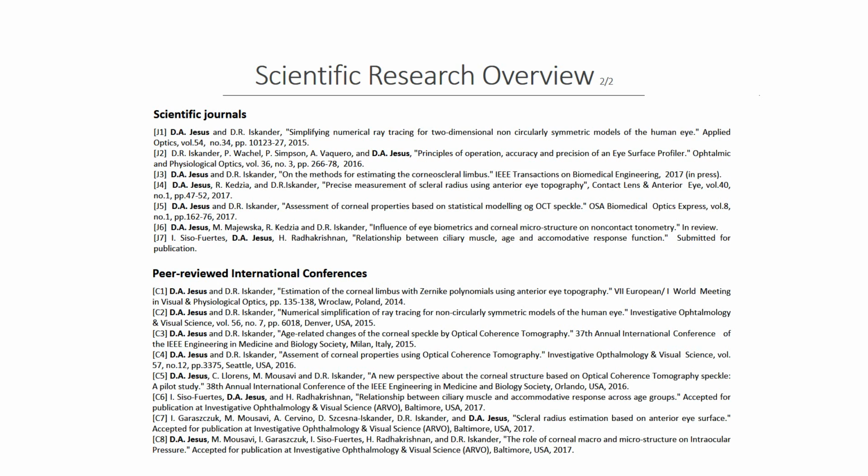Finally, on this slide is shown the list of publications. Basically, the work developed at Wrocław University of Science and Technology was disseminated through 7 scientific journals and presented in 8 peer-reviewed international conferences in the field of biomedical engineering, ophthalmology, and optometry.